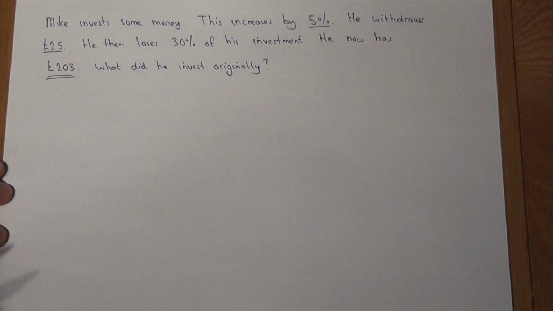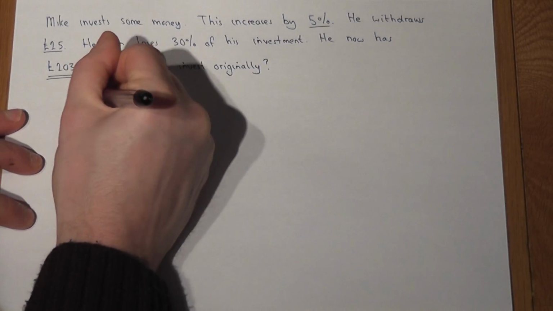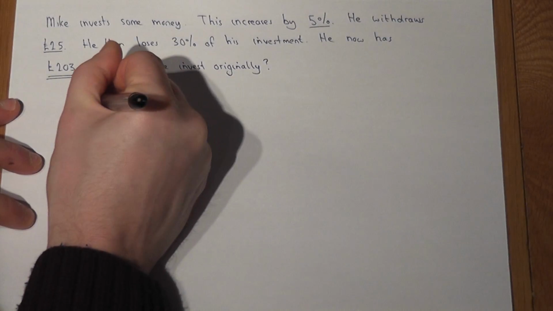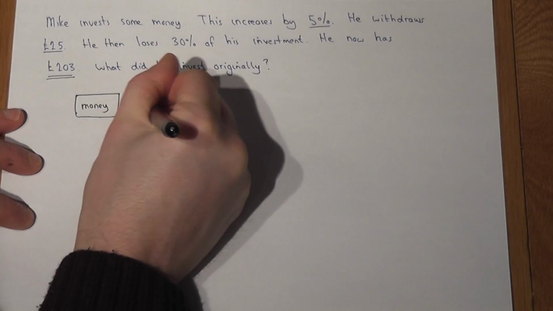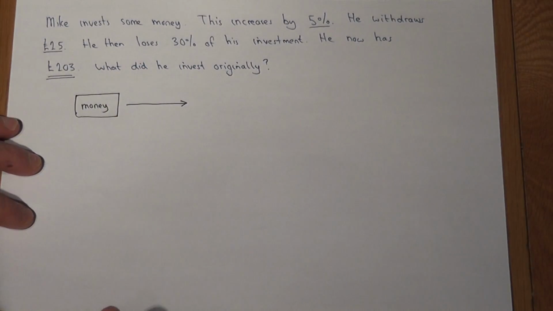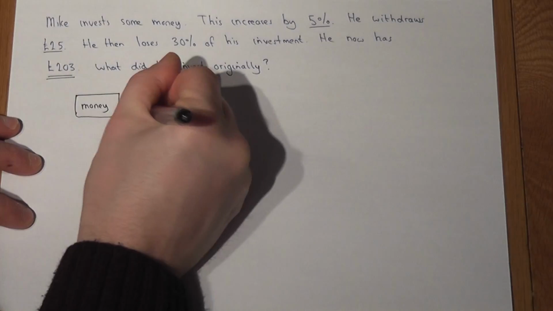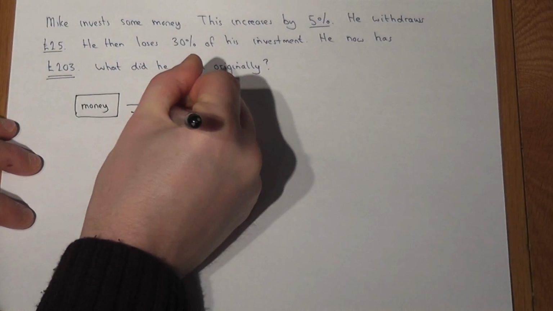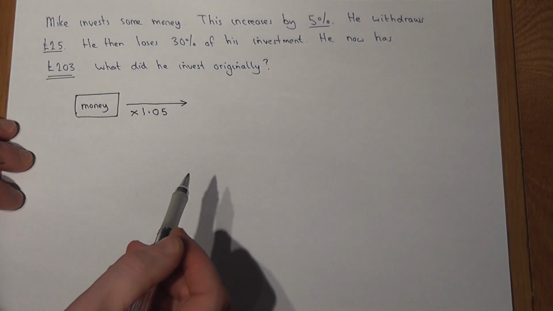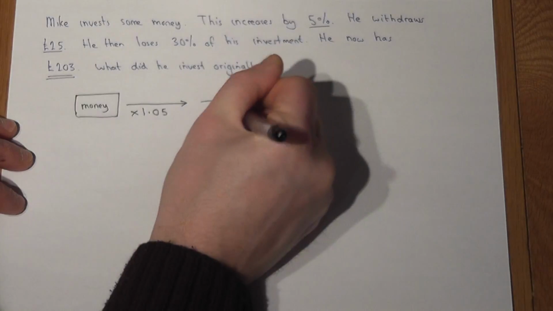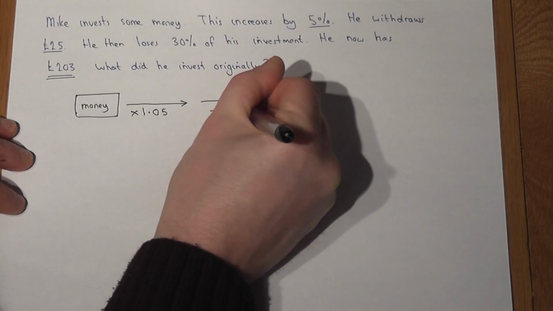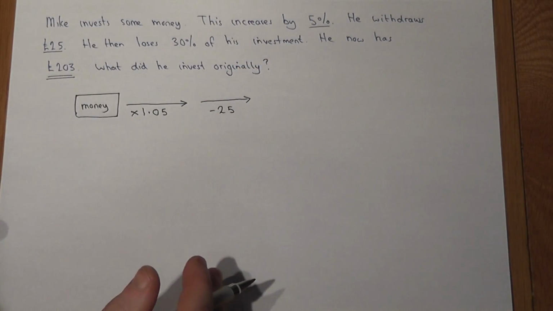Now, a nice way to see this is to imagine some sort of flow diagram. So Mike invests some money, which is unknown. However, this increases by 5%. And we know that if we times by 1.05, this is the same as working out a 5% increase. He then withdraws £25, so £25 are taken away.